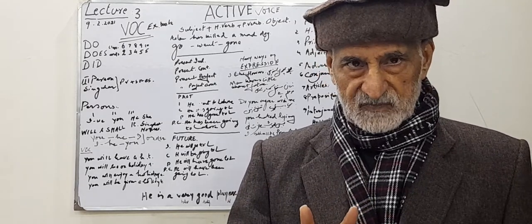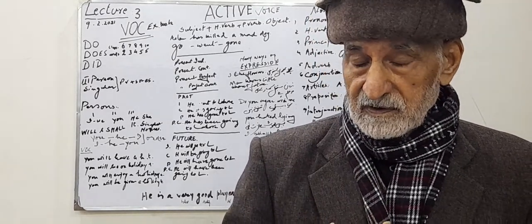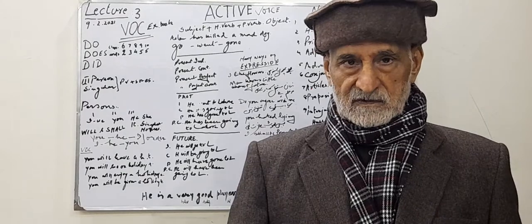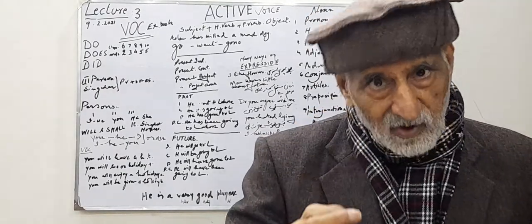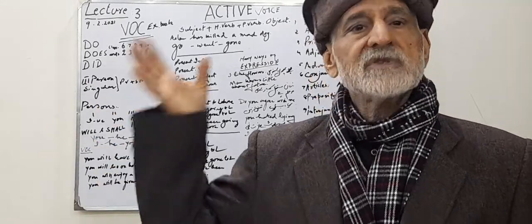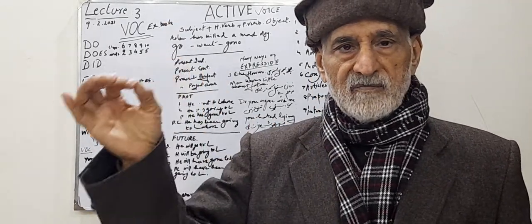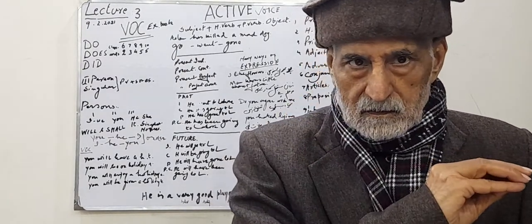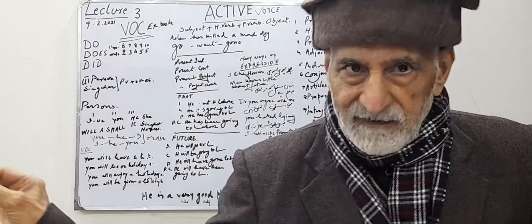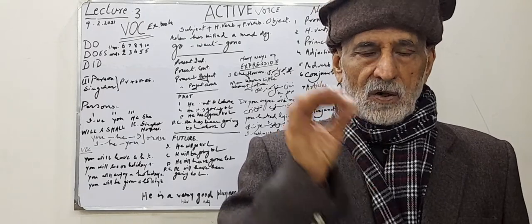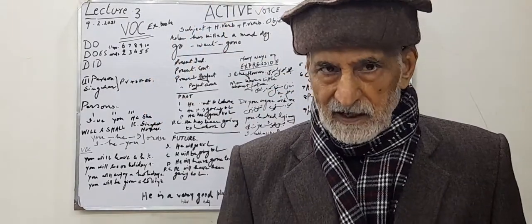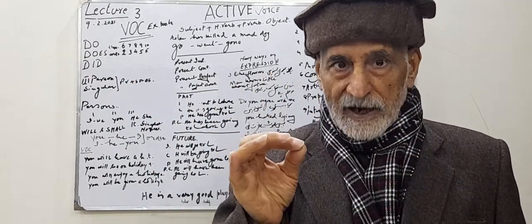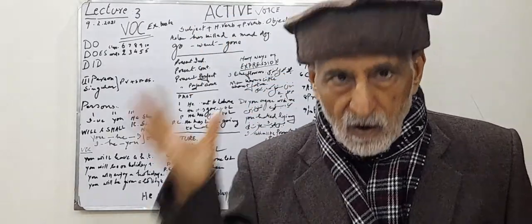Three forms. These forms are formed in different ways. Sometimes one word is the three forms of that word. Put, put, put. One word for every form. Go, went, gone. Every form is different. Go differs from went. Went differs from gone.